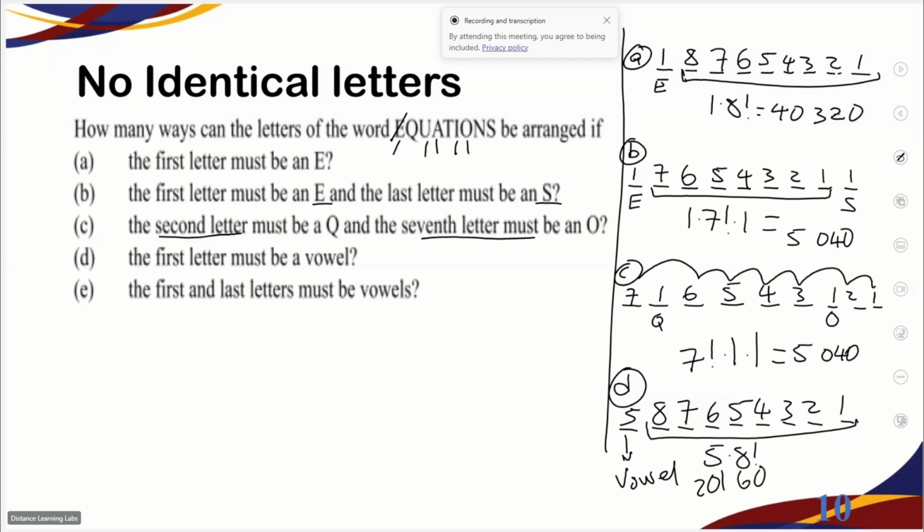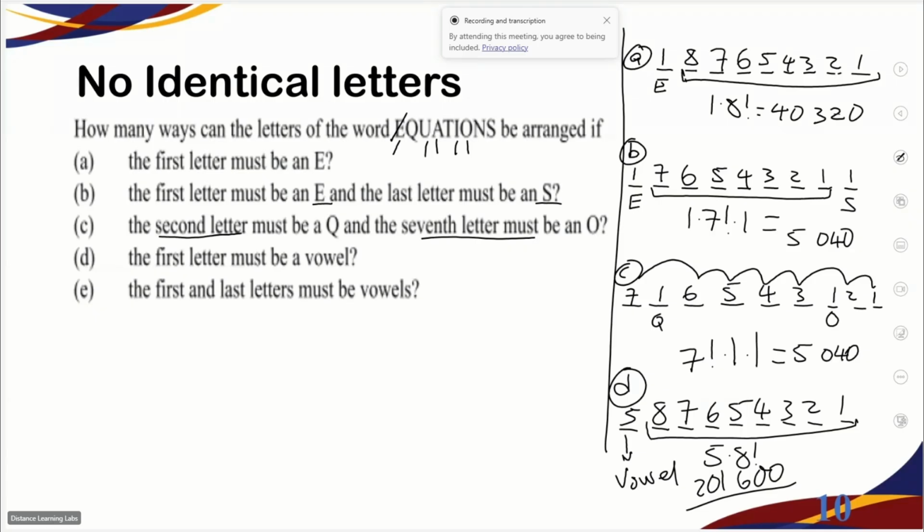201,600. Meaning, if the vowel must be the first letter, the letters of the word equations can be arranged in 201,600 ways. 5 multiplied by 8 factorial.